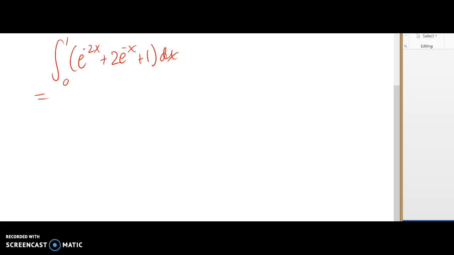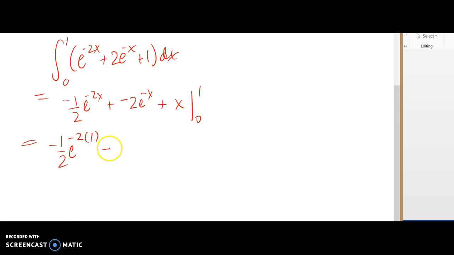And now comes my favorite part, the time to actually do a little bit of calculus. I can find my antiderivatives using old rules from previous units. The antiderivative of e to the negative 2x is negative 1/2 e to the negative 2x, plus the antiderivative of 2e to the negative x, which is negative 2e to the negative x, and the antiderivative of 1 is x. And now I'll run this from 0 to 1. And it looks like my final answer is going to take the form of what I am writing up here.